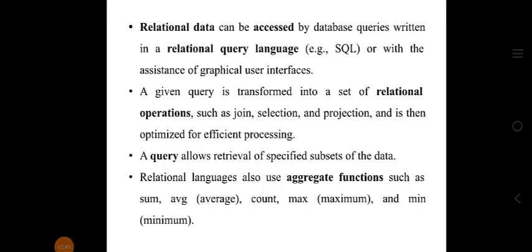Relational data can be accessed by database queries written in a relational query language, that is SQL, structured query language, or with the assistance of graphical user interfaces. A given query is transformed into a set of relational operations such as join, selection, and projection, and is then optimized for efficient processing. A query allows retrieval of specified subsets of the data. Relational languages also use aggregate functions such as sum, average, count, maximum, and minimum.